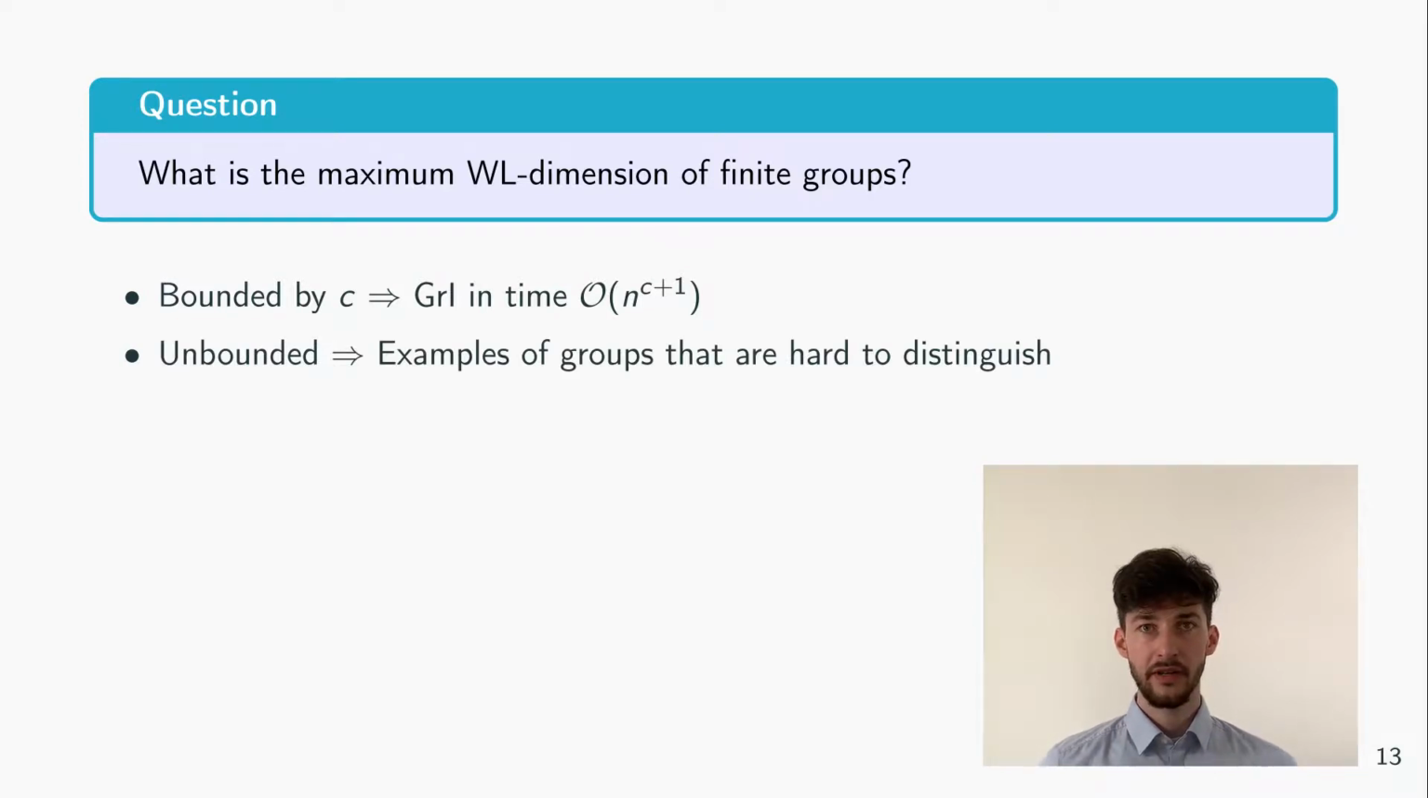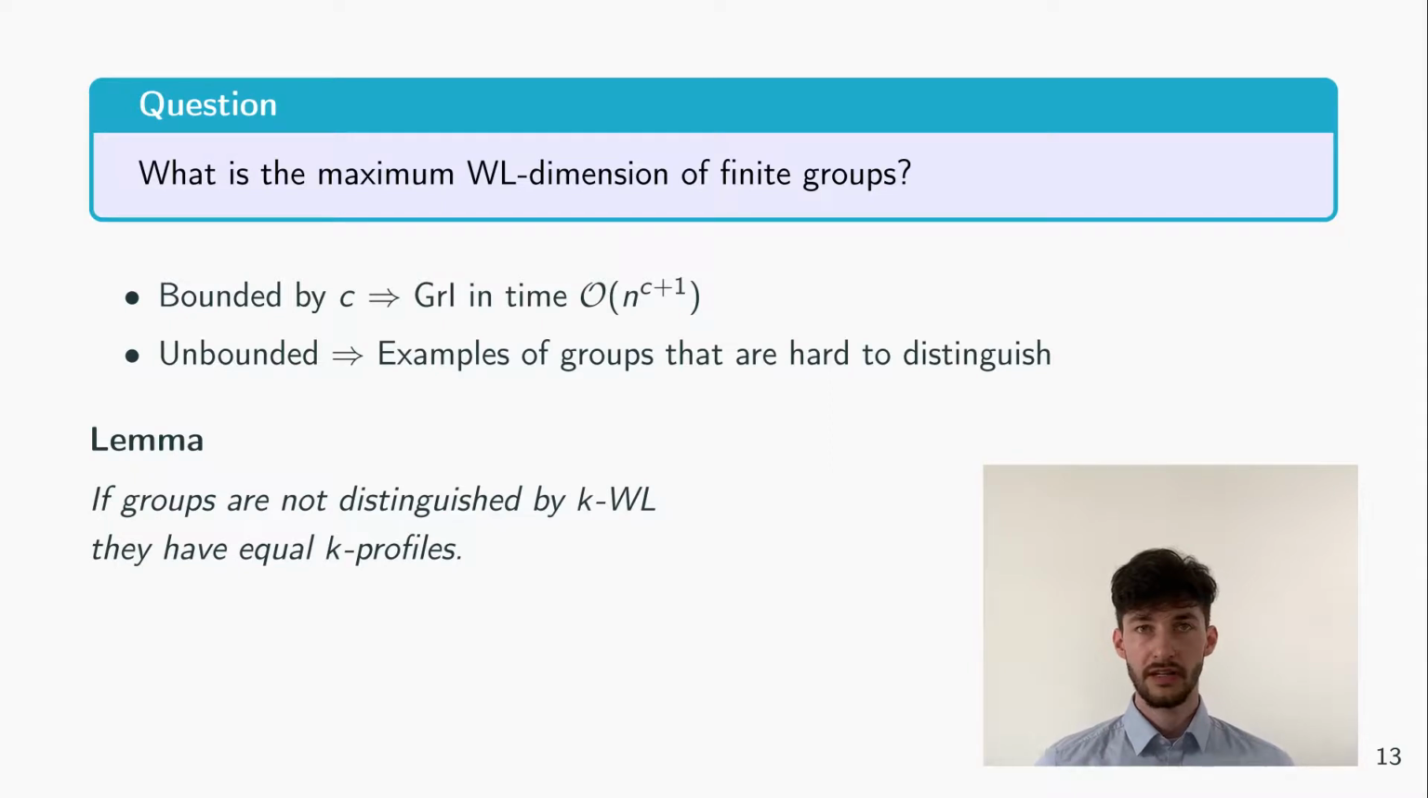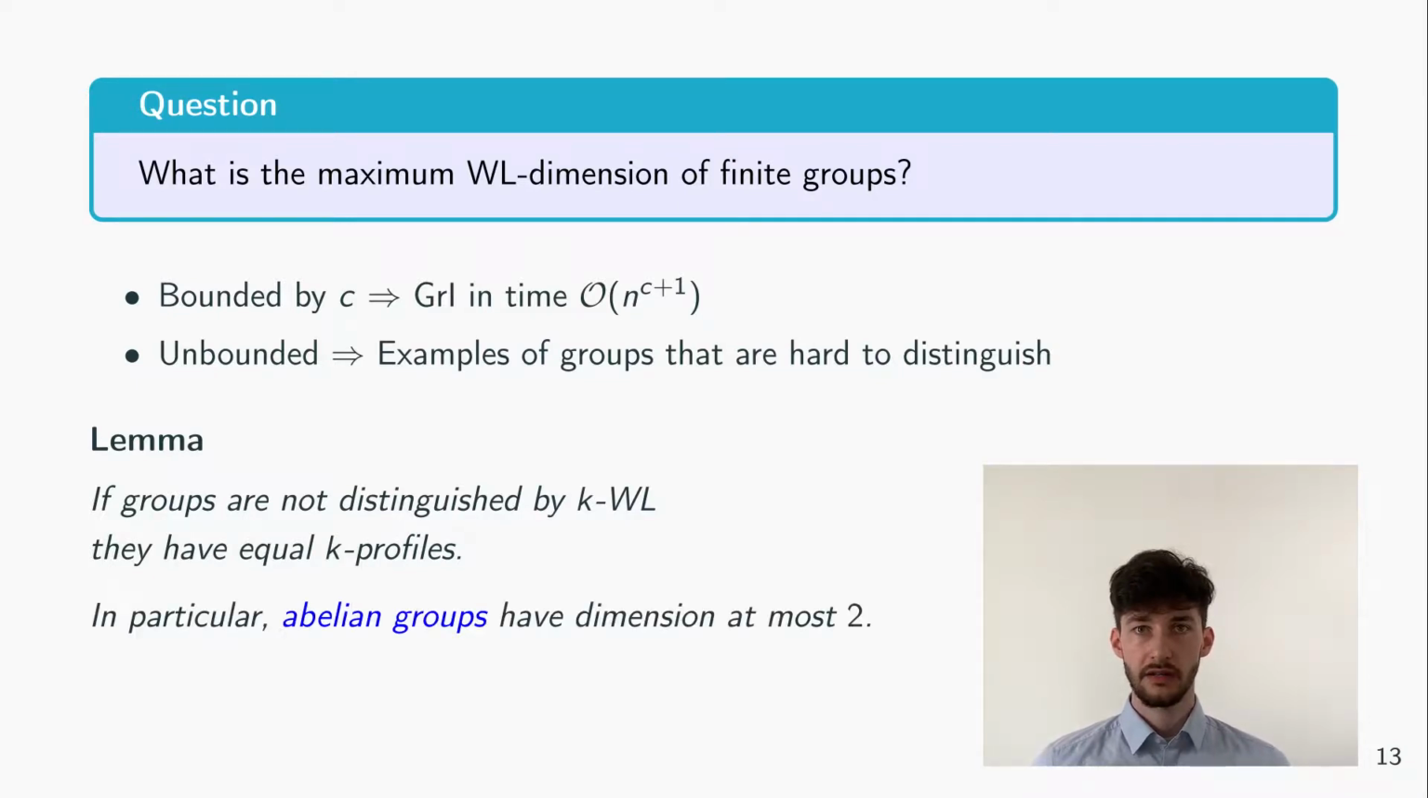But if it is unbounded, then we would get examples of groups which are really interesting and similar in a way which is now formally quantifiable, and these would make really interesting cases for the isomorphism problem. One result in this regard maybe is that if groups are not distinguished by k-dimensional Weisfeiler-Leman refinement, then at least they have the same k-profiles. And this is already incorporated in the initial coloring basically. So in particular, abelian or commutative groups have dimension at most 2.